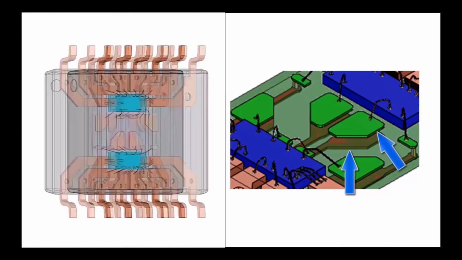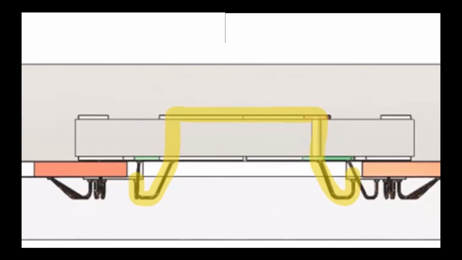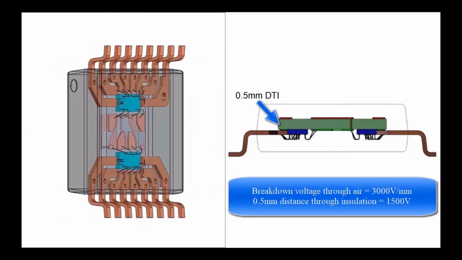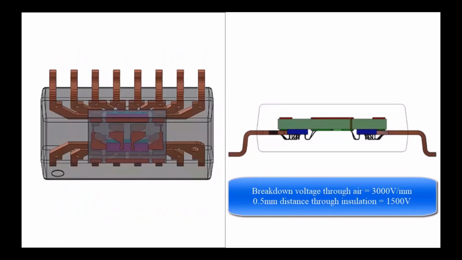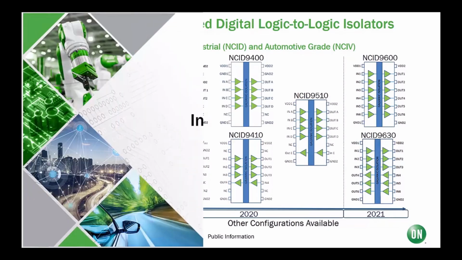The capacitors are formed by placing metal plates on both sides of the dielectric material with a transmission network to communicate the signal across the isolation boundary. This results in a 0.5 millimeter distance through insulation, which guarantees by design a 1500 volt isolation working voltage. The devices being offered in this construction are high-speed logic-to-logic digital isolators housed in a 16-pin wide-body package. This package guarantees 8 millimeters creepage and clearance spacings. Devices offered range from 2 to 6 channels in unidirectional or bidirectional communication configurations.